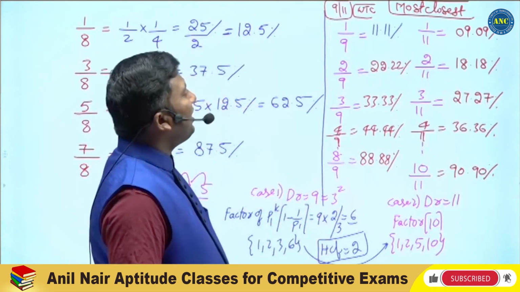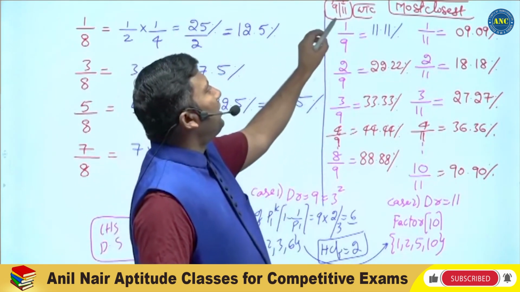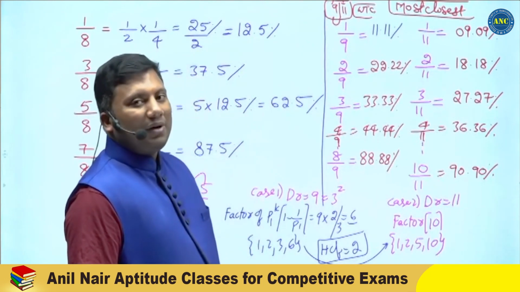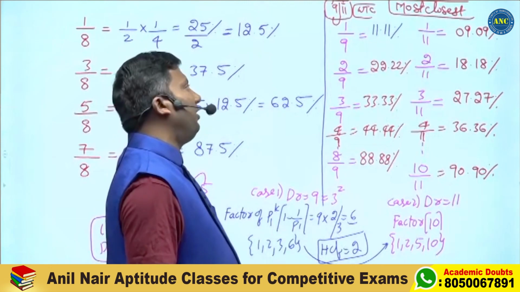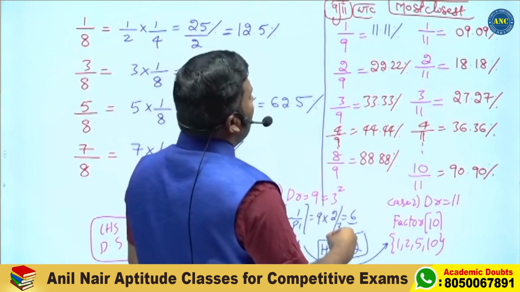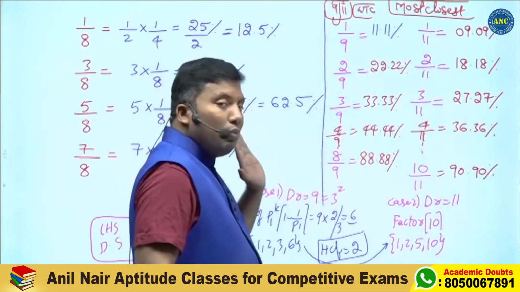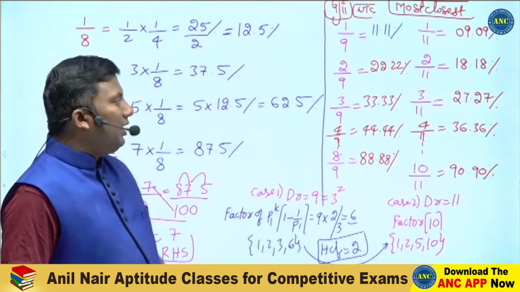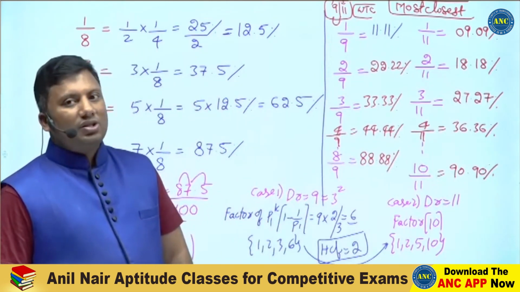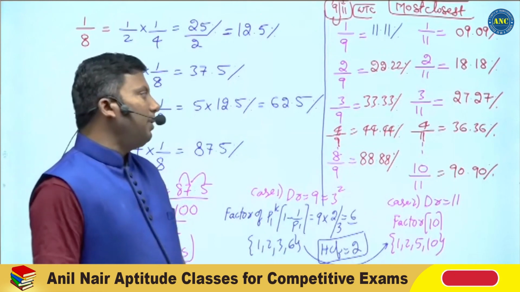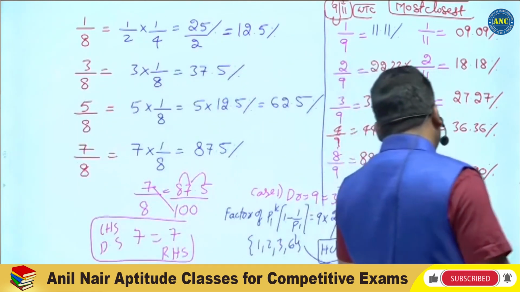If the denominator is 9, multiply the numerator by 11. If the denominator is 11, multiply the numerator by 9. I hope this idea is clear. 1 by 9, 2 by 9 till 8 by 9, 1 by 11, 2 by 11 and so on up to 10 by 11. I hope the idea is clear.